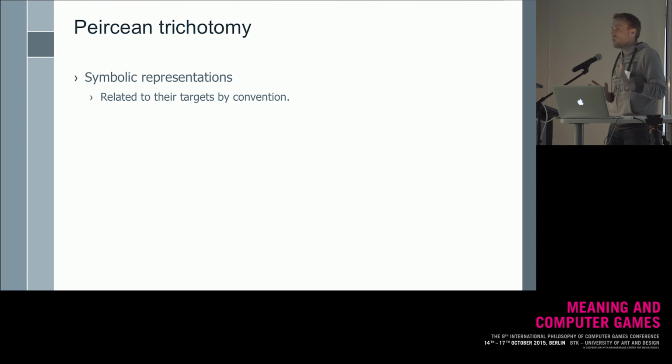First of all, symbolic representations are related to their targets by some convention. The most obvious convention is linguistic convention. Symbols like proper names, for example, refer to their targets because of the linguistic conventions that tie them to their targets. Of course, there are many other conventions that tie symbols to their targets, but convention is the key. There has to be some kind of convention and an interpreter of the convention in order for symbolic representation to work.